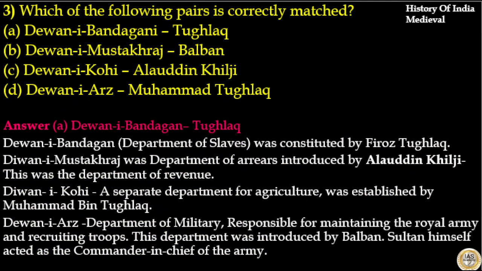Diwan-i-Bandagan, that is the Department of Slaves, was constituted by Firoz Tughlaq. Diwan-i-Mustakhraj was the Department of Arrears, introduced by Alauddin Khilji. This was the Department of Revenue. Diwan-i-Kohi, a separate department for agriculture, was established by Muhammad bin Tughlaq. Diwan-i-Arz, the Department of Military, was responsible for maintaining the royal army and recruiting troops. This department was introduced by Balban. The Sultan himself acted as the commander-in-chief of the army. So here the answer to this question is option A, Diwan-i-Bandagan, Tughlaq.